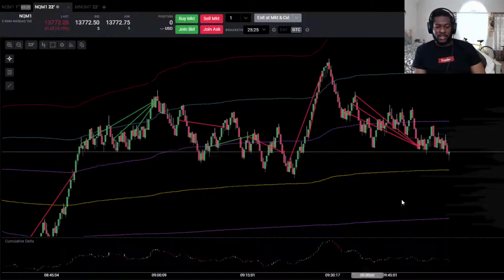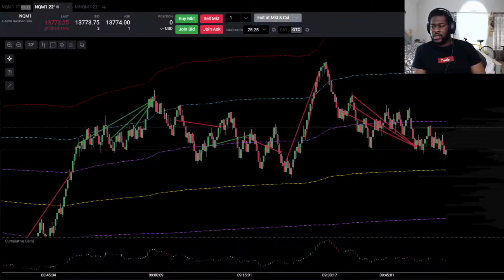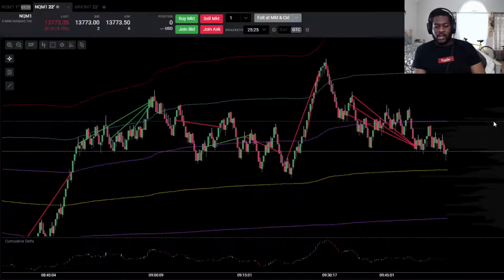At least I know I'm not going to continue trying to scale this way, because it's just not worked for me. But anyway, that's it.